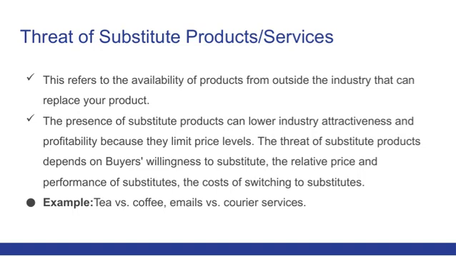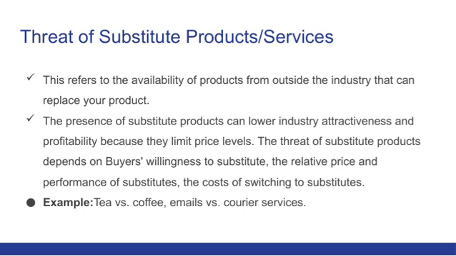When we talk about the threat of substitute products or services, we're referring to the availability of options outside of your industry that can replace your product. These substitutes can actually reduce how attractive an industry is and can impact profitability because they put a ceiling on how high prices can go. The key factors that influence this threat include how willing buyers are to switch to substitutes, the relative price and performance of those substitutes, and also the costs involved in switching.